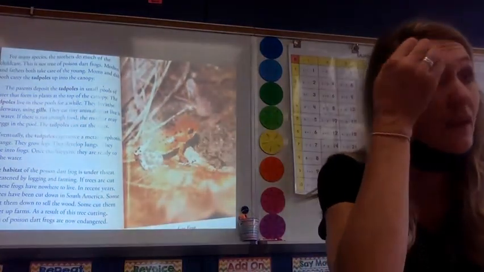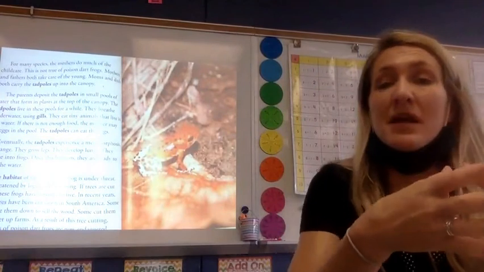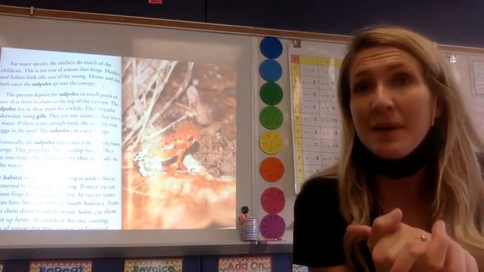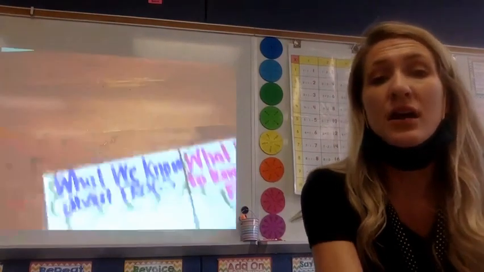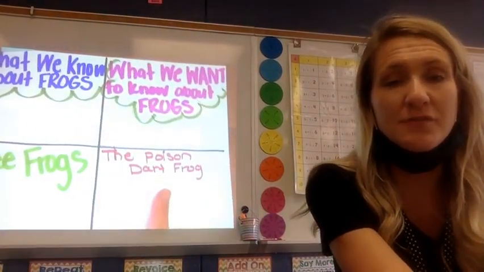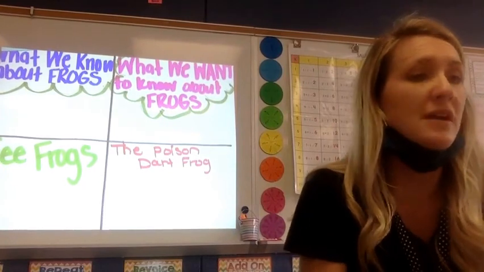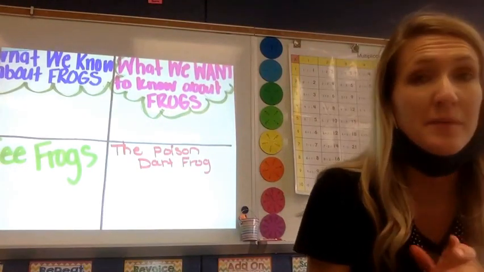Yeah, needs more orange. So I want you to take a quick moment, add whatever you can about our poison dart frogs to your graffiti wall. Anything you can put on it, go ahead and add it to the poison dart frog section. Anything you can think of. Take a few minutes to get that filled up and we'll get ready to move on.